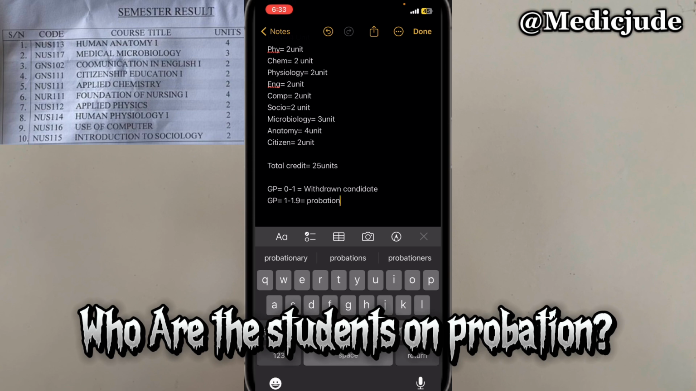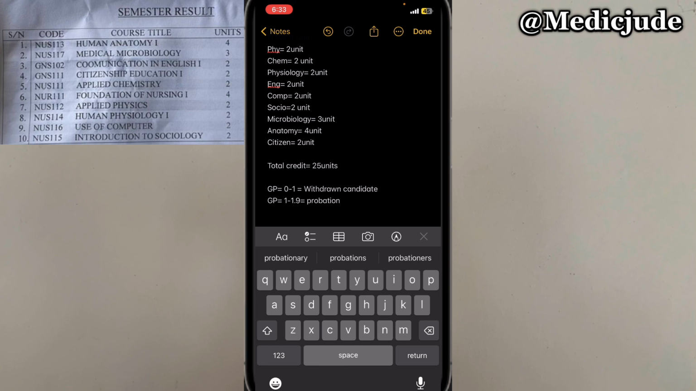But mind you, you can't be placed on probation for 2 consecutive semesters. For example, if you are placed on probation in first semester 100 level, that's a sign for you to sit up in your second semester 100 level. If you don't, you can't be placed on probation twice. If you're placed on probation twice, you'll be withdrawn. So individuals in this category have the tendency of being withdrawn if they're not able to leave the probation state to another state.